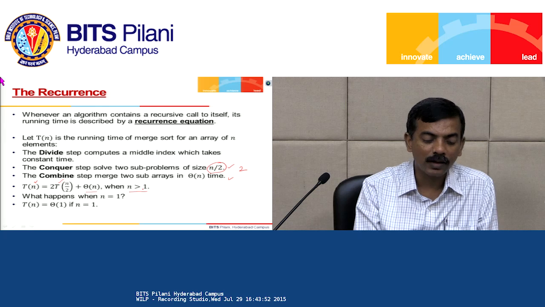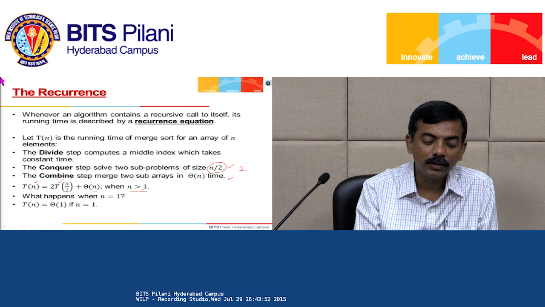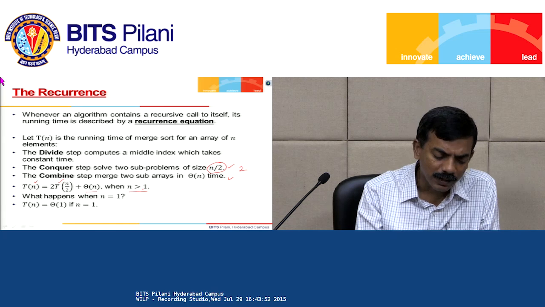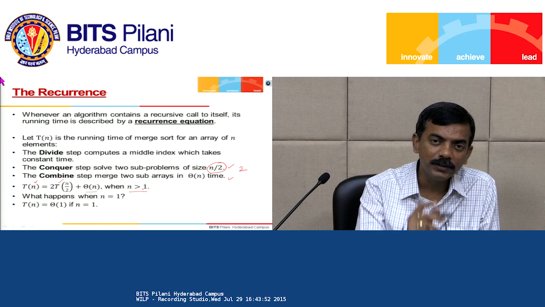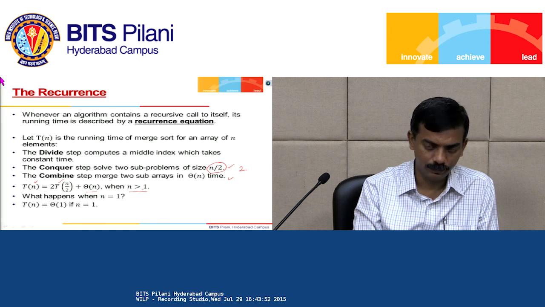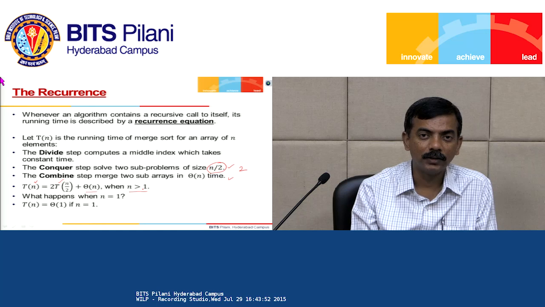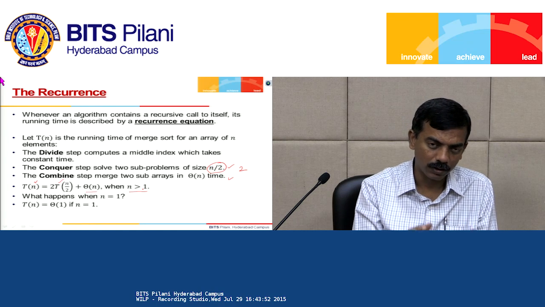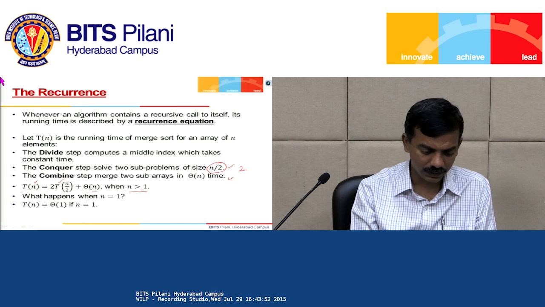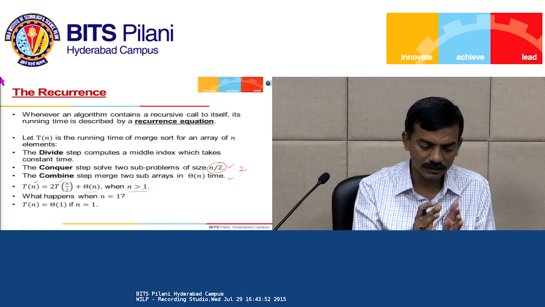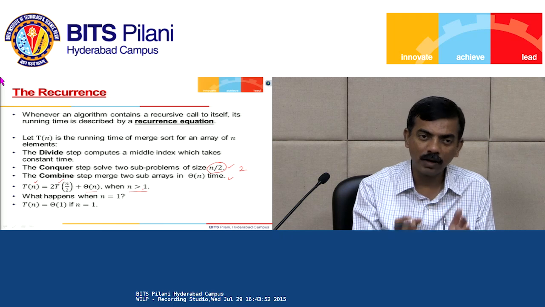Why? What happens when n is equal to 1? What goes wrong? Well, when n is equal to 1, there is only one element. If you recall in merge sort, we don't do anything. That means it's already sorted. So there is nothing further to divide, nothing further to conquer or combine.